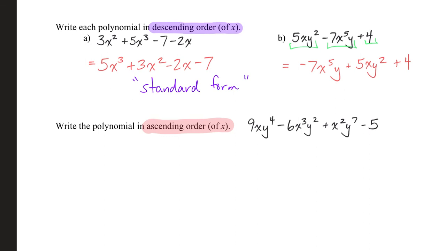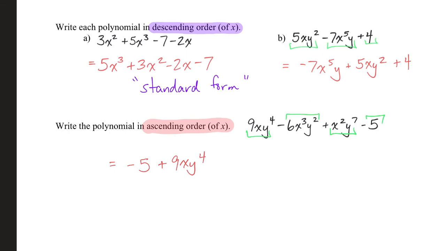So when I scan down, I notice I have 1 term, 2 terms, 3 terms, 4 terms. Then I'm looking for the smallest exponent on x, and I am hoping that we put our constant first. If we're going to have ascending order of x, then I'm going to start with what I have no x's with. That is my constant, no x's. Now I grow and I notice that I have 1 x in the term 9xy to the 4th.